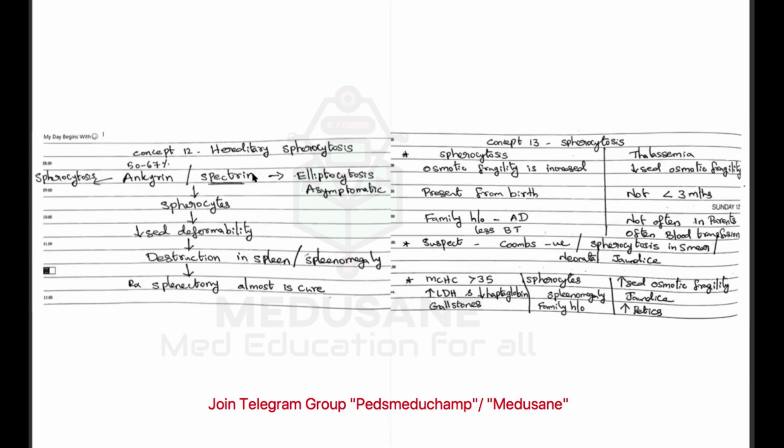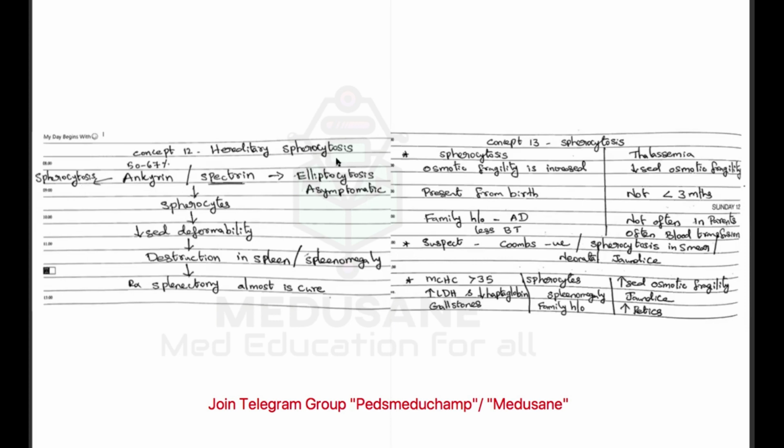And they have asked an MCQ. We always tend to correlate S with S, but it is not so. In spherocytosis, what is the commonest anchoring protein deficiency? It is ankyrin. Spherocytosis, it is ankyrin, and for elliptocytosis, it is spectrin. So remember this. 50 to 67% of spherocytosis is because of ankyrin deficiency.